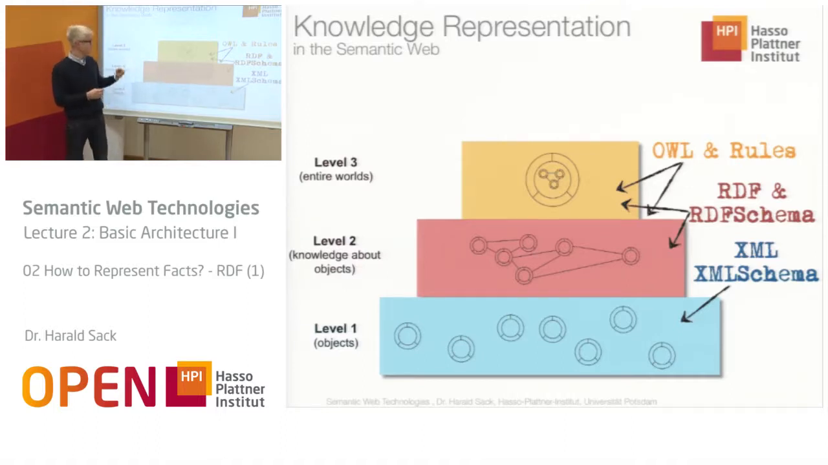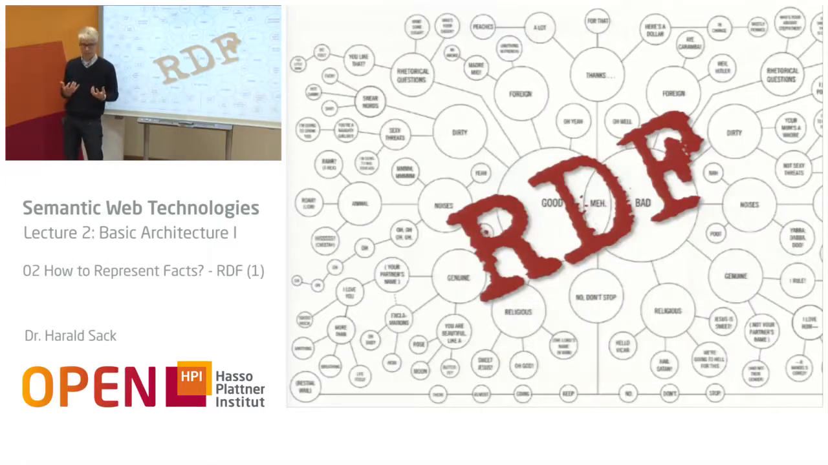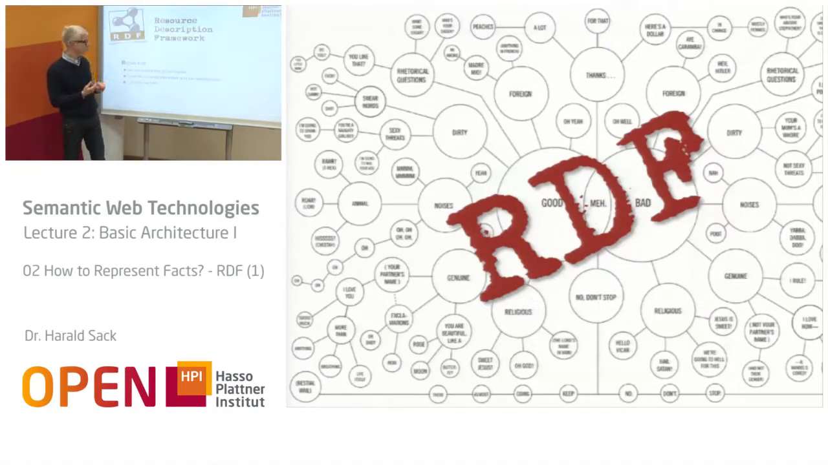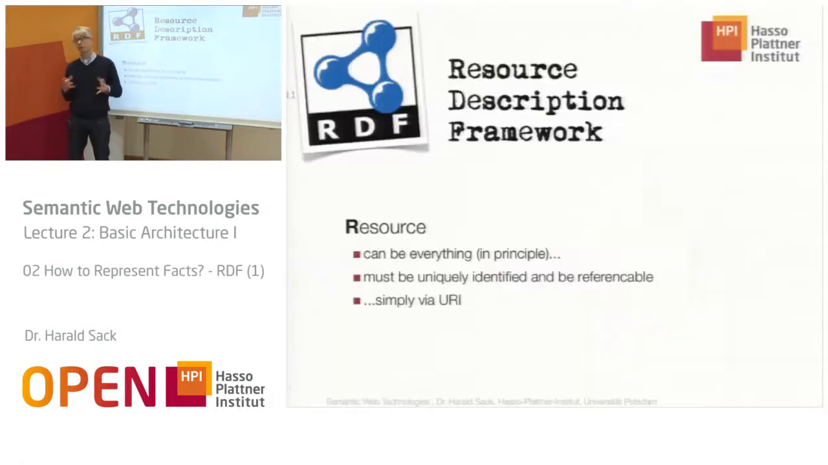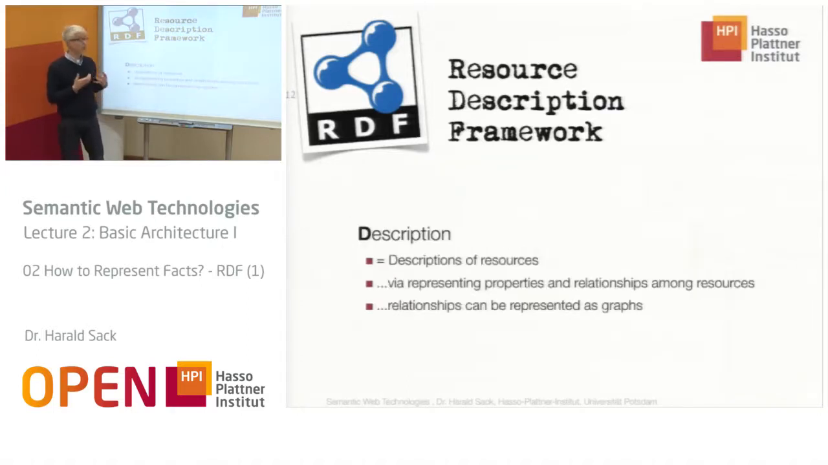And first, we start talking about RDF, the Resource Description Framework. It's pretty simple to state facts in RDF. So first we have resources. Everything in principle can be a resource, and resources are, in our sense, identified via URIs. So a resource is always associated with a URI that we have already known. On the other hand, of course, we have to describe resources, and we describe these resources with the help of properties that we define, that these resources might have, and with relationships among those resources.